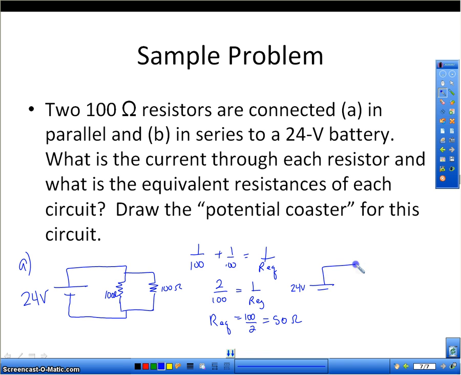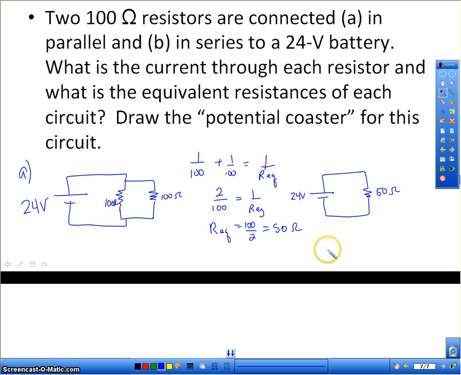So if I redrew this circuit, that's an equivalent circuit, what I just drew here on the right. That's an equivalent circuit to the first one. The next thing you're going to want to do is find the total current. So the total current in this circuit is total voltage divided by total resistance. So 24 volts divided by 50 ohms gives me my total current.